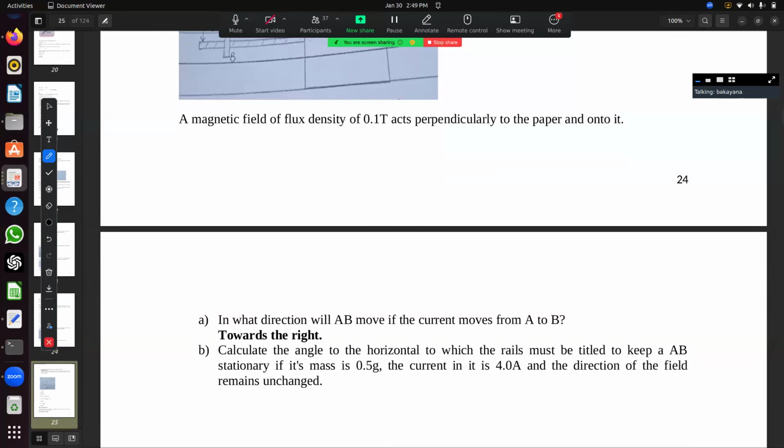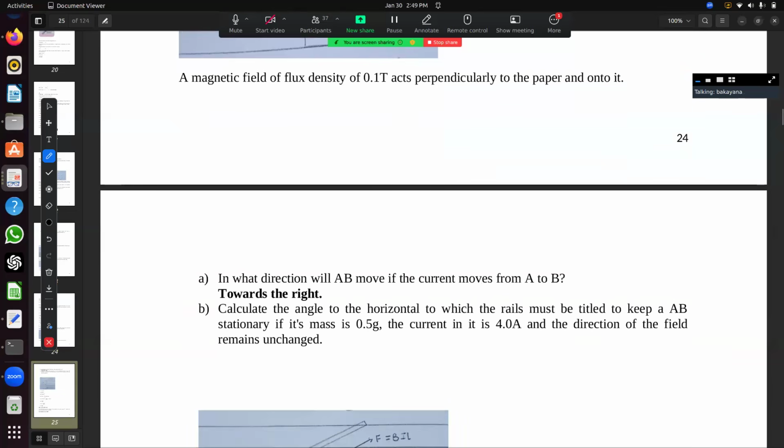So in what direction will AB move if the current moves from A to B? When you apply Fleming's left-hand rule, you'll come up with that direction towards the right. And when the current is reversed, it will be towards the left, applying Fleming's left-hand rule. This one I've said that you'll get it at your school, when the teacher demonstrates it physically, you'll see how the direction comes about.